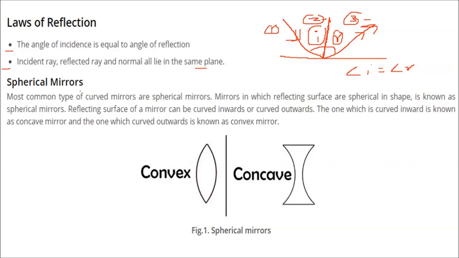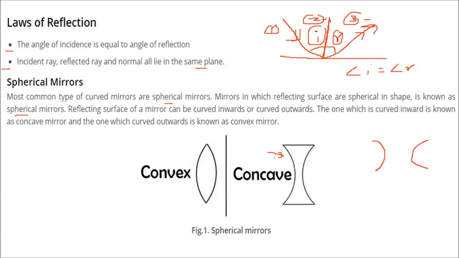Spherical mirrors. What are spherical mirrors? The most common type of curved mirrors, these are spherical mirrors. Mirrors in which the reflecting surface is spherical in shape are called spherical mirrors because of their shape. And the reflective surface of a mirror can be curved inwards or curved outwards.